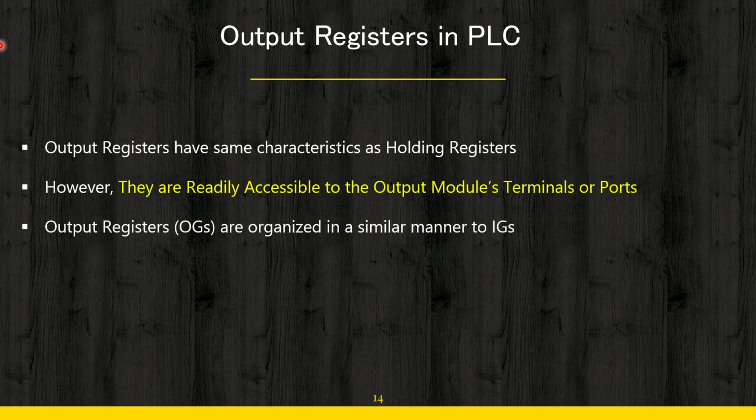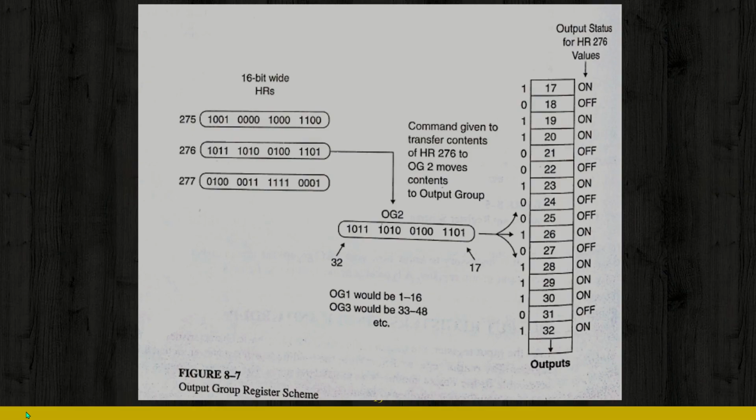I don't think that you should now find it very hard to conceptualize the traits of output registers that are available with PLCs. They have the same characteristics as holding registers. That means they hold the data in a bitwise manner. They can be either 8-bit wide or 16-bit wide. However, these output registers are readily accessible to the output modules, terminals or ports, and as we have seen with the input registers, the output registers can also be organized in a similar manner.